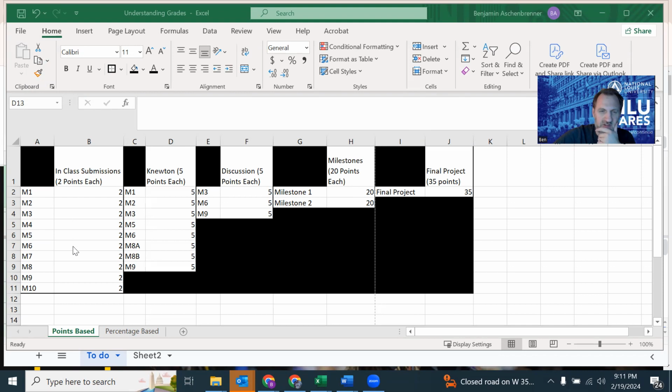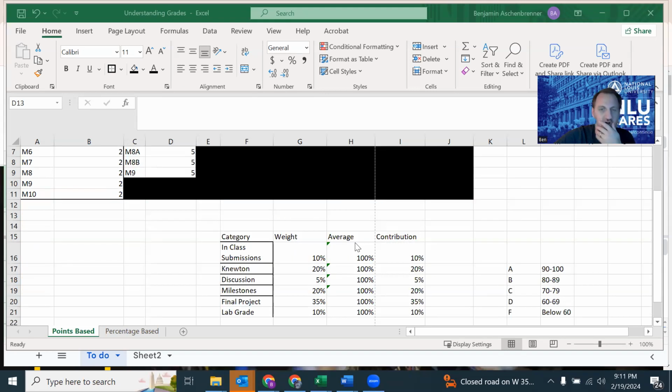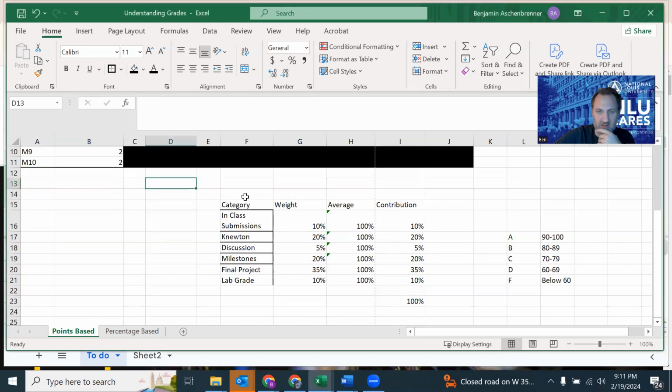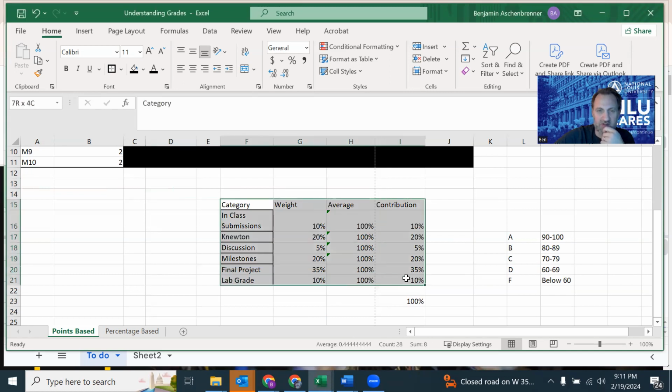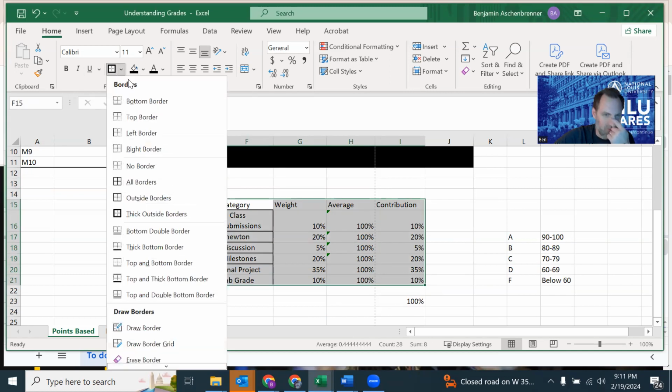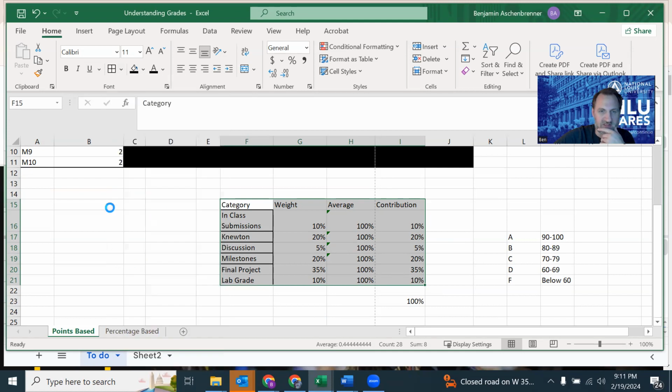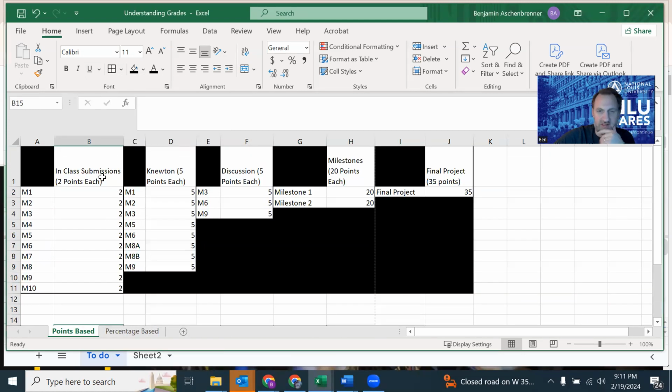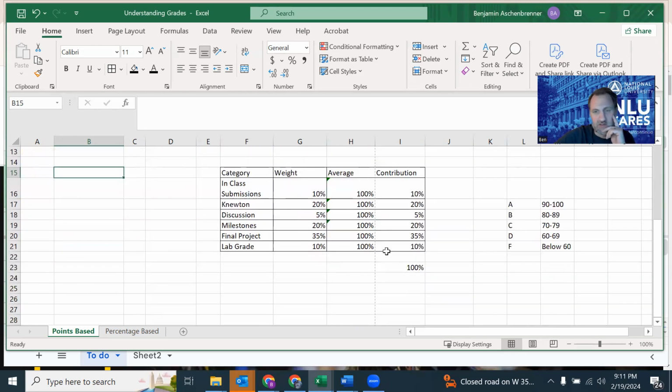So this is the assignment structure of the class. You've got all of these in-class submissions, you've got all these Newtons, you've got all these discussions, milestones, project. And all of that leads into a weighted grade calculation. I've got it set up here. The way things are now with this person, everything's set to 100%. This is considering it as points, is the way it shows up in D2L. And so they're ending up with a 100% as their final grade.